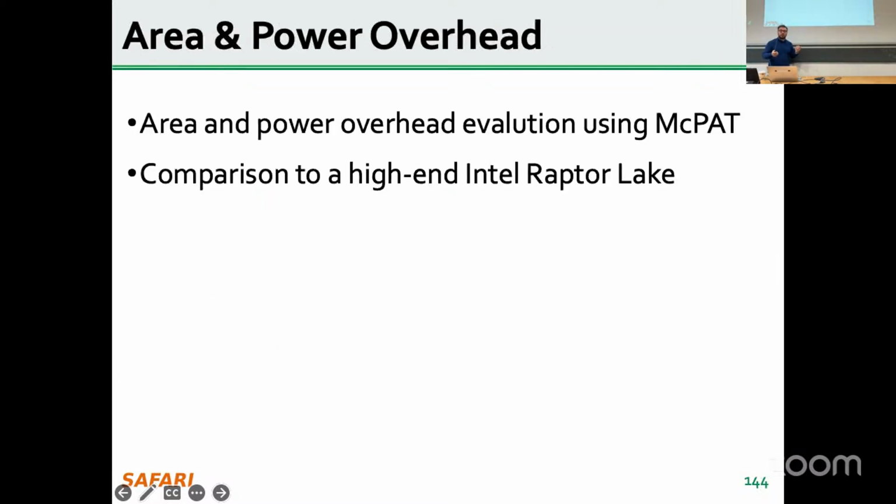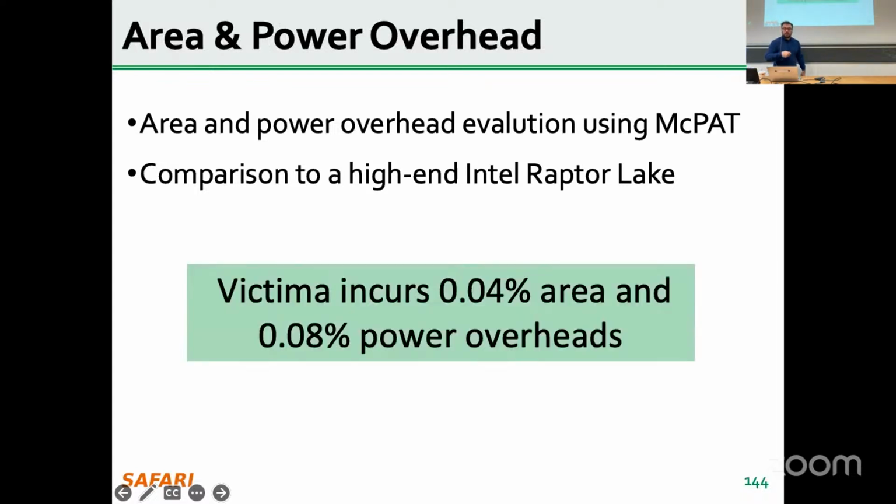In terms of area and power overhead, we do the same comparison with McPAT against an Intel Raptor Lake. These are much lower than Utopia's performance and area overhead because it's a mechanism that does not require significant additions to the core microarchitecture.